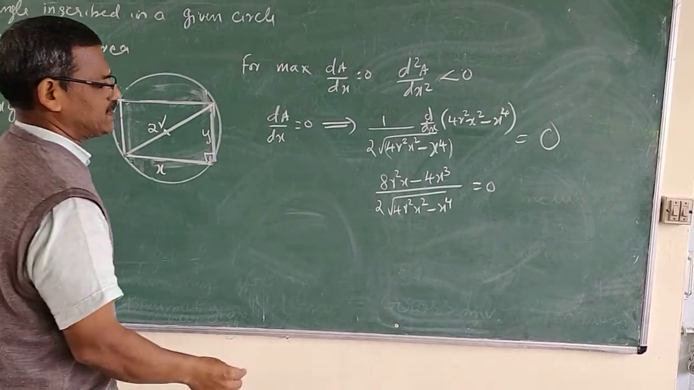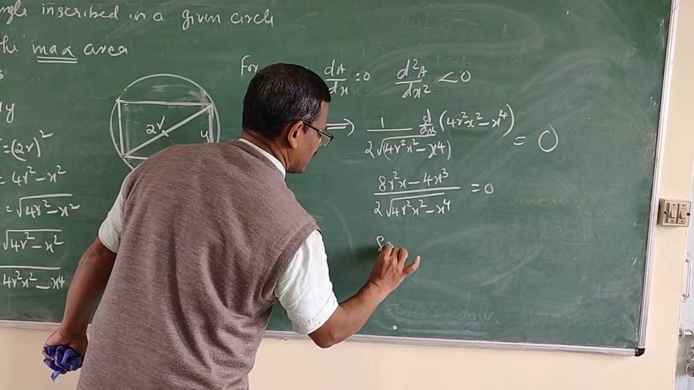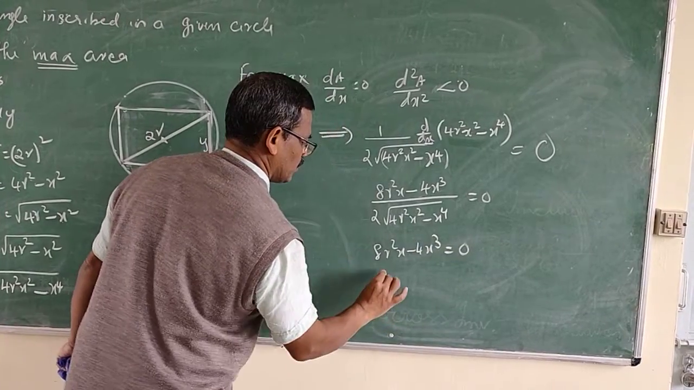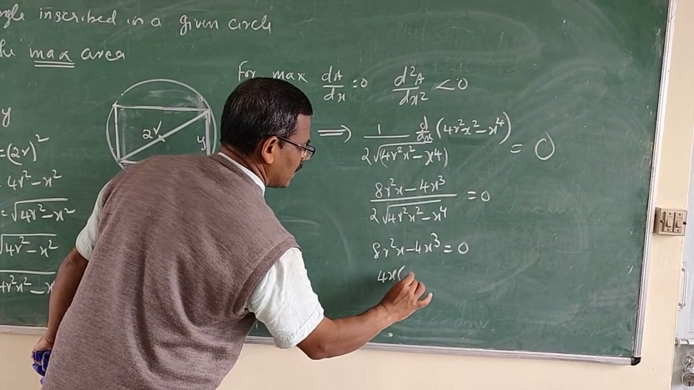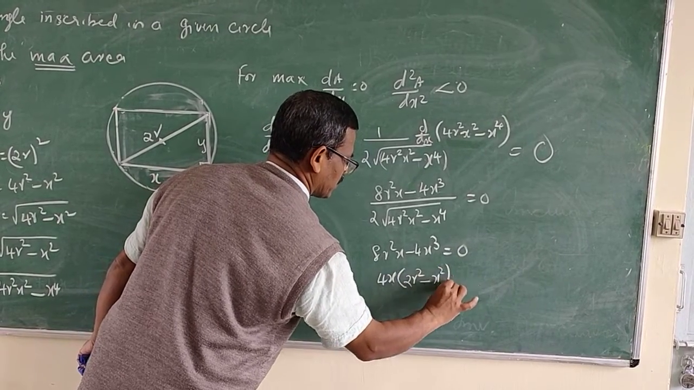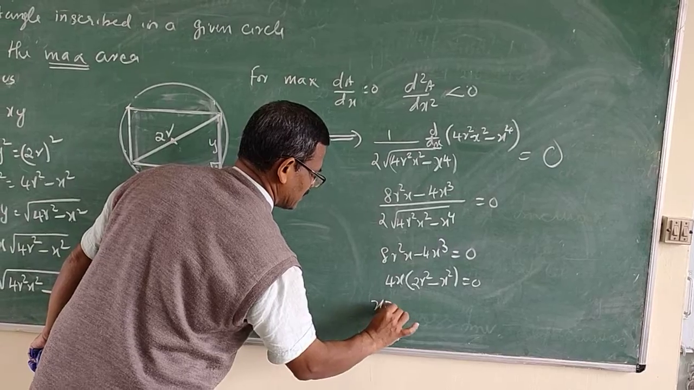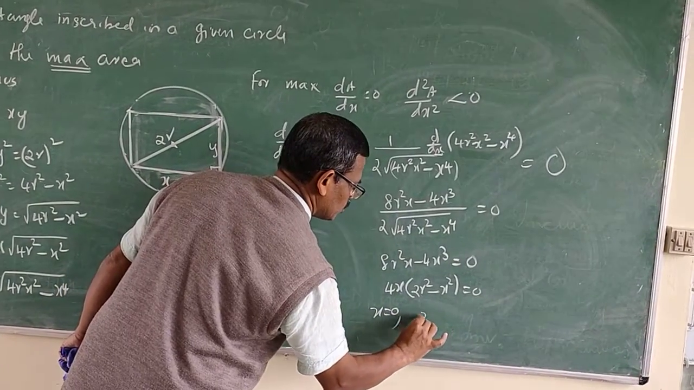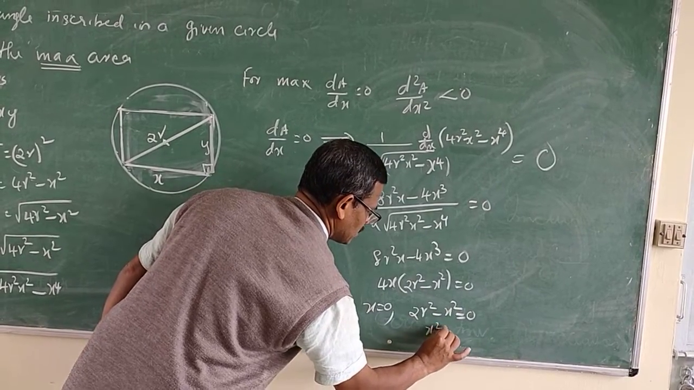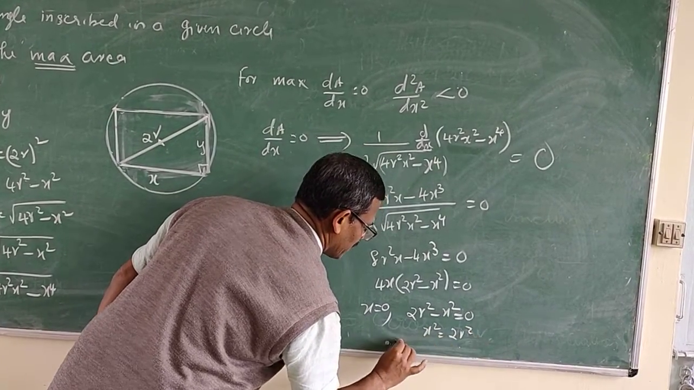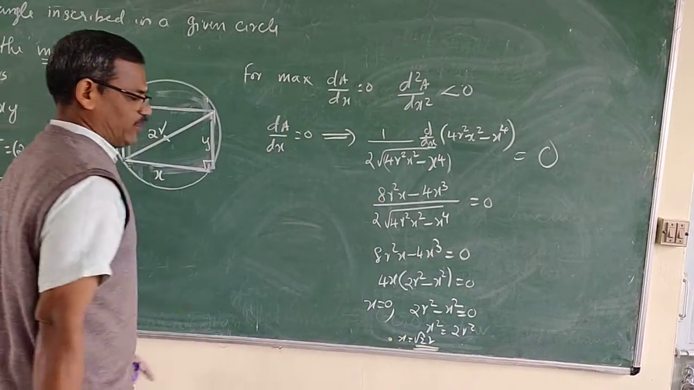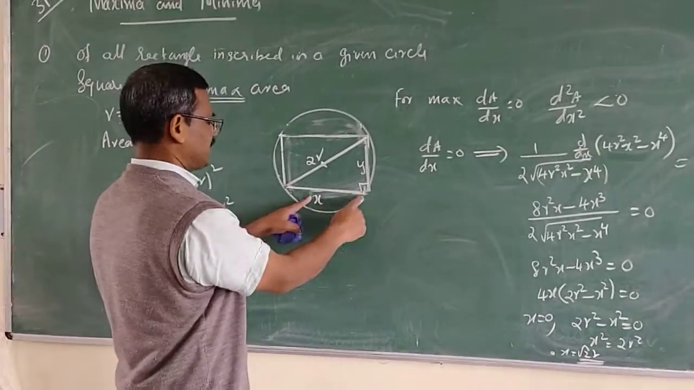And you cross multiply, you will get 8r²x − 4x³ = 0. Here 4x is common, so you will have 2r² − x² = 0. You will get x = 0, and from 2r² − x² = 0, x² = 2r², or x = √2r. We take only the positive value because x is the dimension here.